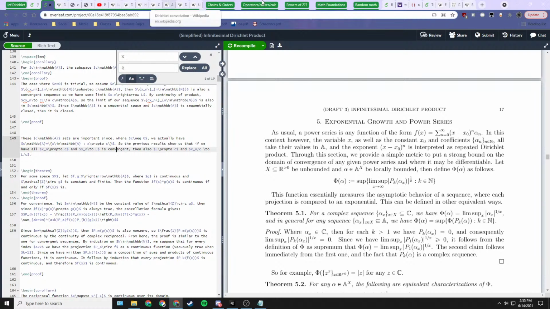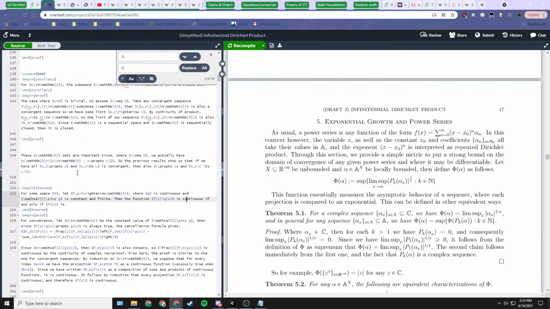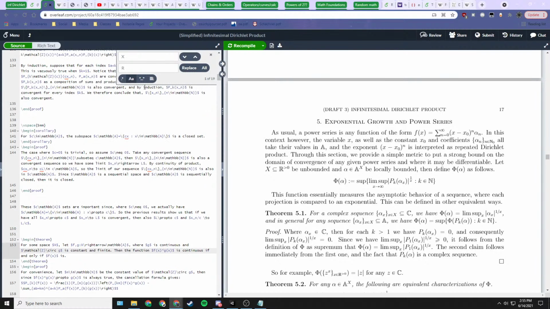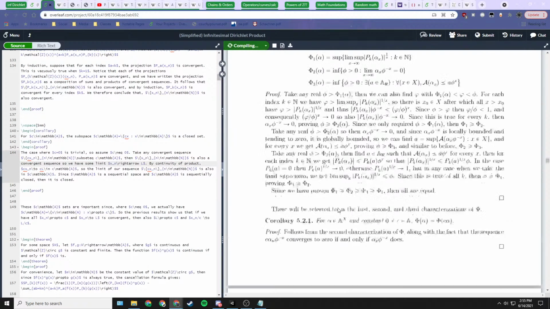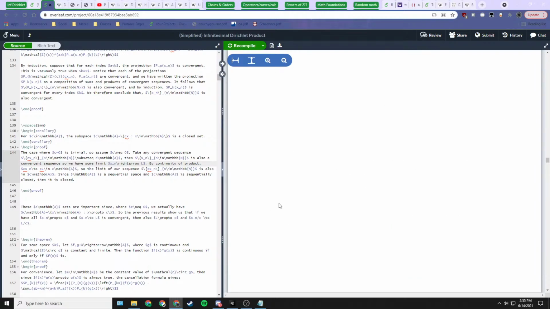Okay. And this isn't even in the same theorem, or the same section. Okay. I want to add, before we finish off here, I want to update this note.